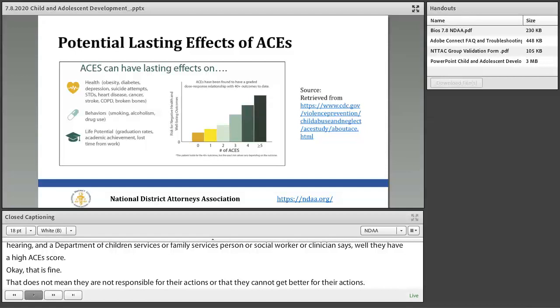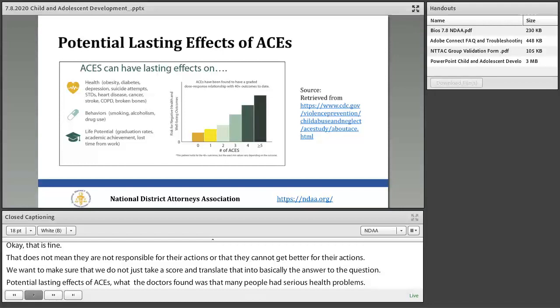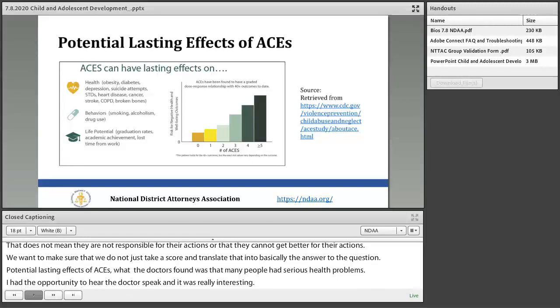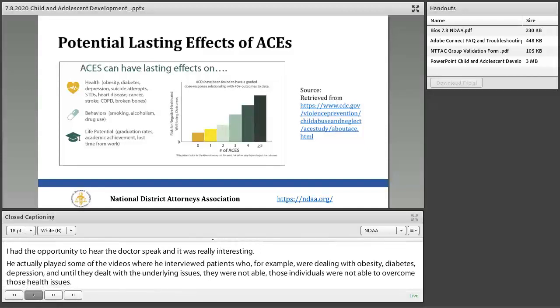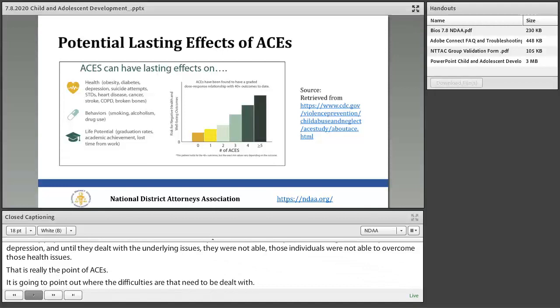The potential lasting effects of ACEs: what Dr. Anda and Dr. Felitti found were that many people had serious health problems. I've had the opportunity to hear Dr. Felitti speak, and it was really interesting. He actually played some of the videos where he interviewed patients who, for example, were dealing with obesity or diabetes, depression, and until they dealt with the underlying issues, those individuals were not able to overcome those health issues. And that's really the point of ACEs, that it's going to point out where the difficulties are that need to be dealt with so that people can move on and youth can move on beyond that.